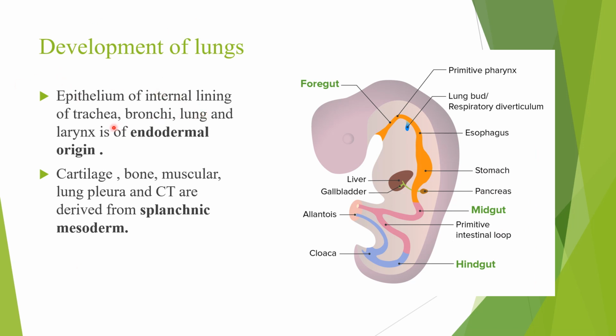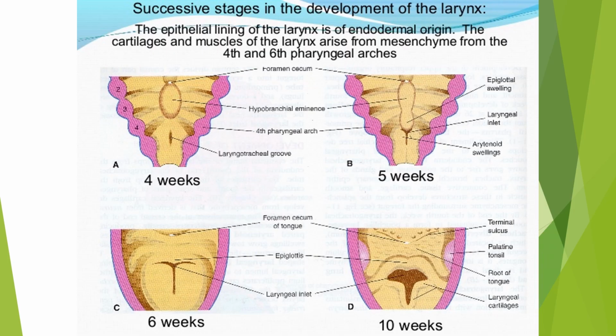So the epithelium of the internal lining of the trachea, bronchi, lung and larynx is of endodermal origin. So you can appreciate this. This is the foregut, and this is the ventral outpocketing, ventral outgrowth, that is the lung bud or diverticulum. So the epithelium is also derived from the foregut, which lines the larynx, the trachea, then the bronchial tree and the lungs completely. But the cartilage, the bone, the muscular tissue, the pleura of the lung and the connective tissue, all are derived from the mesoderm, the splanchnic mesoderm of this area. So these are the two different cell lineages from which lung tissue develops.